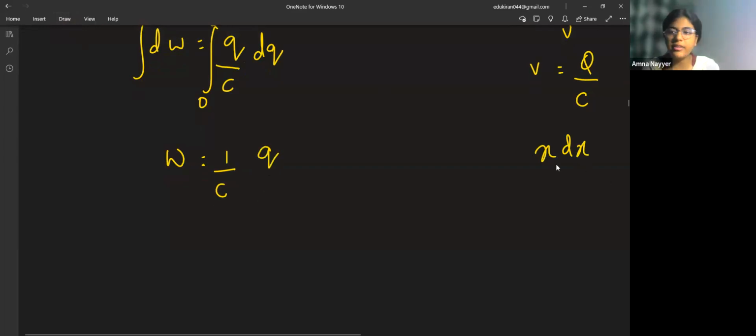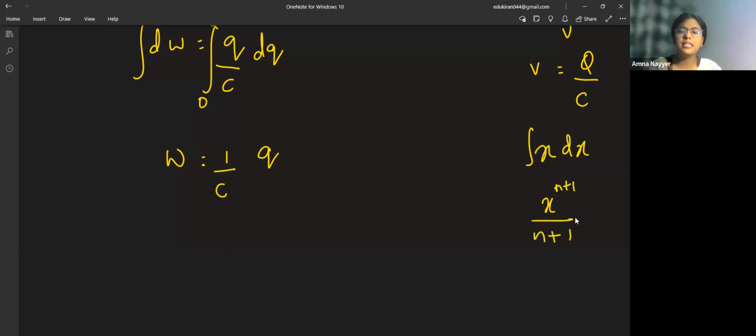See, others, listen, the way we write x dx, when we integrate x dx, how do we write? The power is there, n, x to the power n plus 1, we divide by the same thing, n plus 1. Remember this we had discussed. X to the power n is there, so that becomes n plus 1 divided by n plus 1. Similarly, here you have Q dq. It's like x dx only. Q is to the power 1 because nothing is mentioned. So that becomes 1 plus 1 and that gets divided by 1 plus 1. And then your limits from 0 to capital Q.